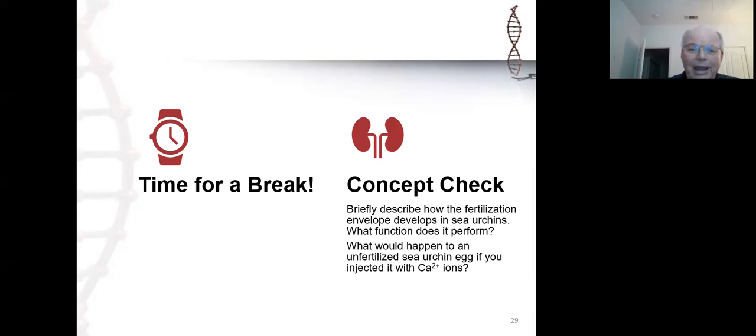What function does the fertilization envelope perform? Initially, to block access to any more sperm, but ultimately also to act as a protective barrier around the early embryo as it begins cleavage and on into gastrulation via the blastula. So let's look at the second one.